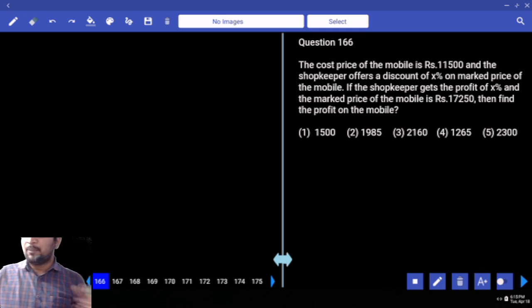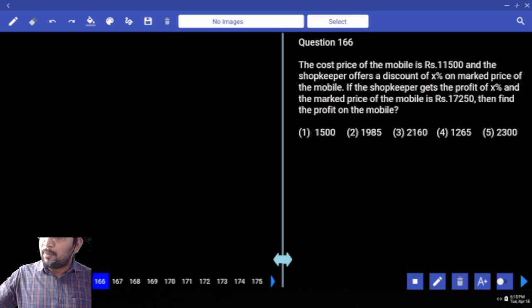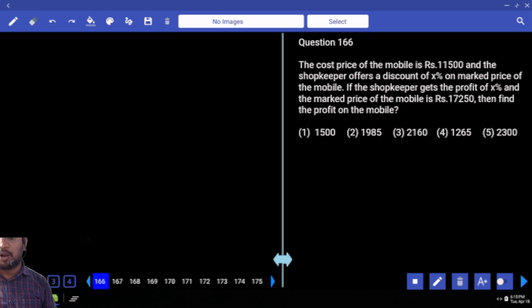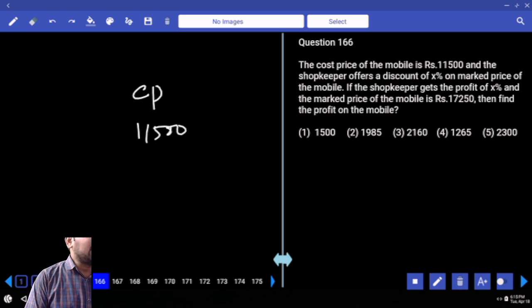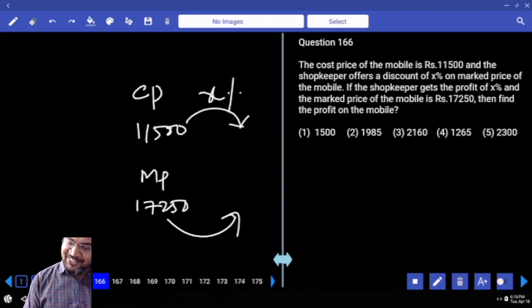The cost price of the mobile is 11,500 and the shopkeeper offers a discount of X% on the market price of the mobile. If the shopkeeper gets the profit of X%, the market price of the mobile is 17,250. Then find the profit on the mobile. Okay, no problem. Cost price is 11,500. Market price is 17,250. Profit is X%. Discount is also X%.